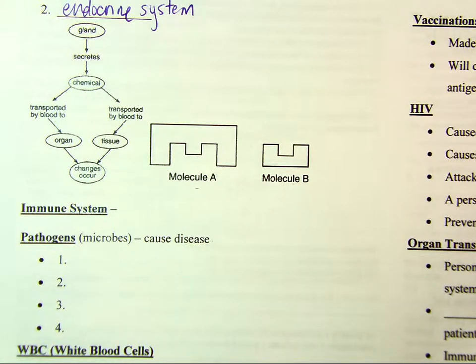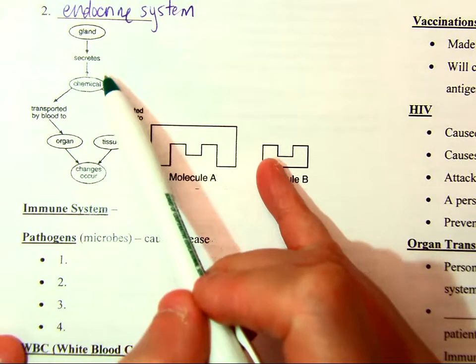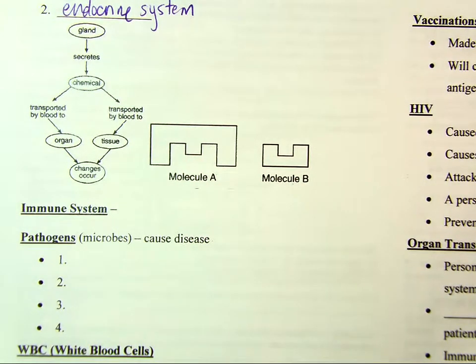So how does this relate back to homeostasis? If we have certain things that are being secreted, we are responding to a change. So the endocrine system is also responsible for the insulin that's being secreted by the pancreas gland.